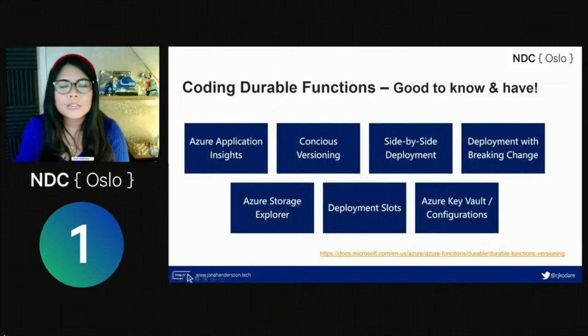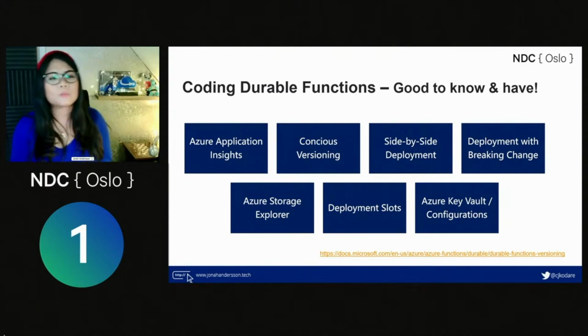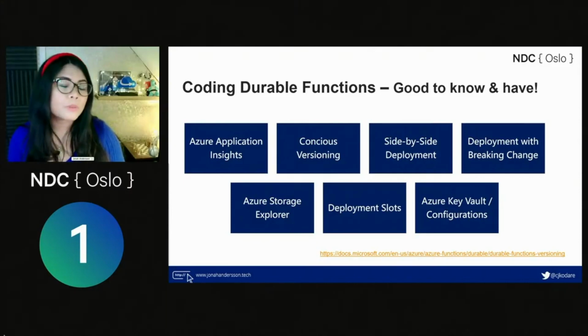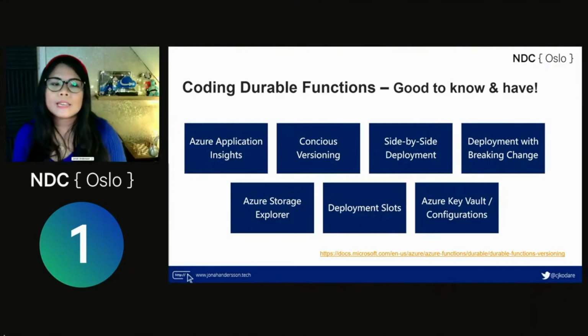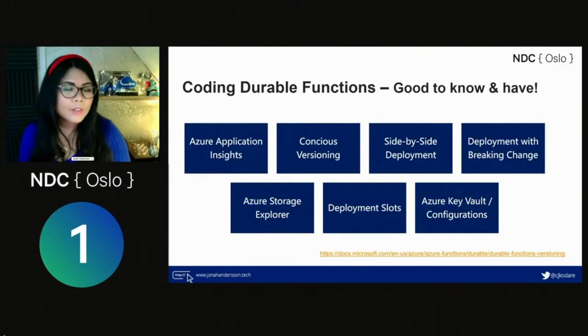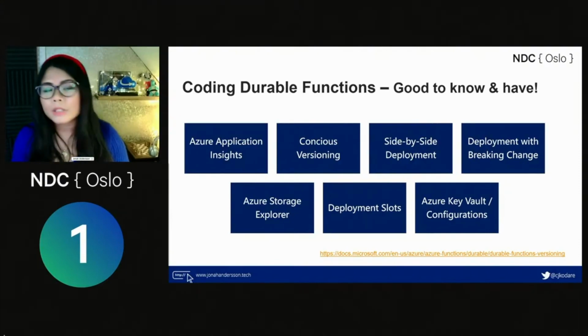And of course, coding durable functions, what is good to know: Application Insights, you can use that for monitoring, and Azure Storage Explorer, as I already mentioned. And when it comes to updating or making changes to the function apps that are already in production, it's good to keep in mind to have conscious versioning, deployment with breaking changes, and then make use of the deployment slots that we have already available in Azure within the function apps.